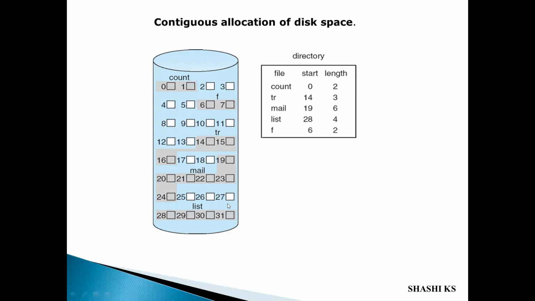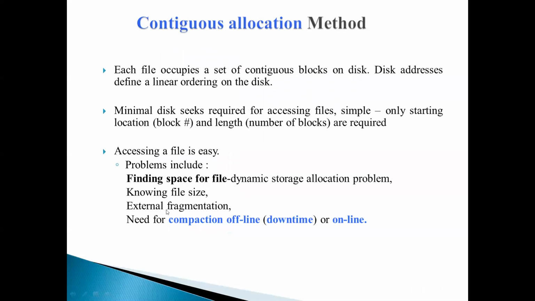Just because they are not consecutive, you cannot allocate them in contiguous allocation. This problem is called external fragmentation. Okay. So external fragmentation is when the space required for a file is there on the disk, but since it is not contiguously present, since it is not consecutively present, you cannot allocate it for the file request. So that problem, the external fragmentation problem, is there in the contiguous allocation method. And so that is also called the dynamic storage allocation problem.